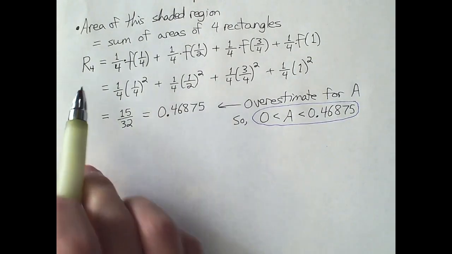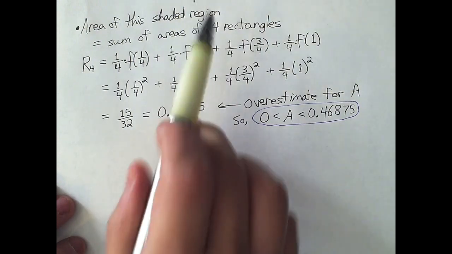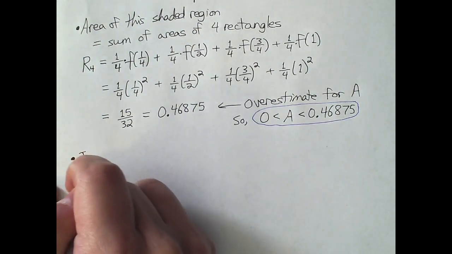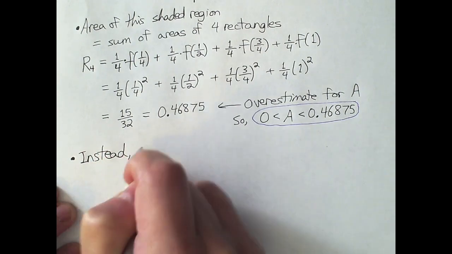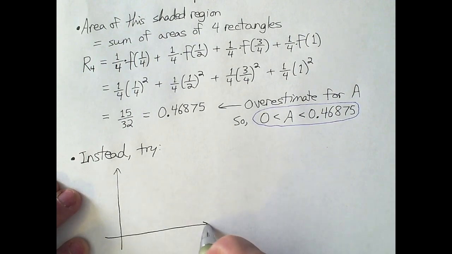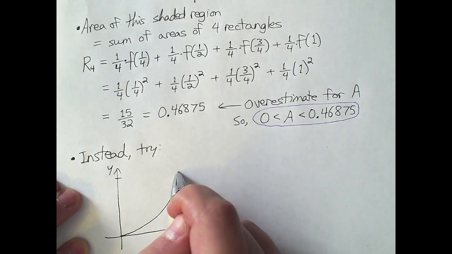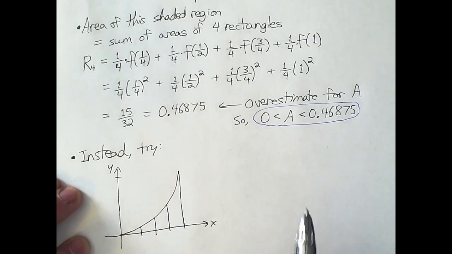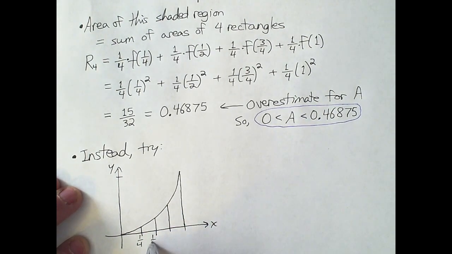So R4 is based on 4 rectangles with right endpoints touching the curve. But I mentioned that there is also another way that we could have turned the strips into rectangles. I'll show you that. When we had the 4 vertical strips, the picture looked something like this. There's 1/4, 1/2, 3/4, 1. Here's 0, height of 1. All right, that's the 4 vertical strips.